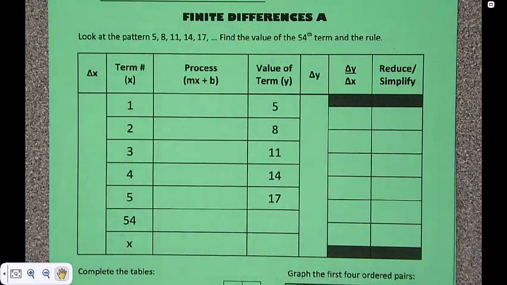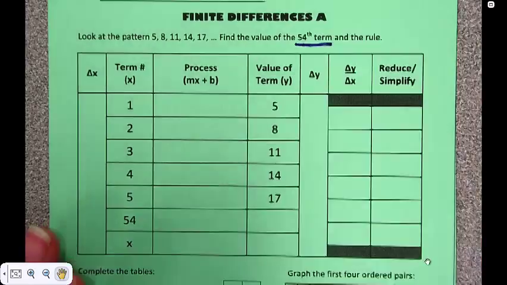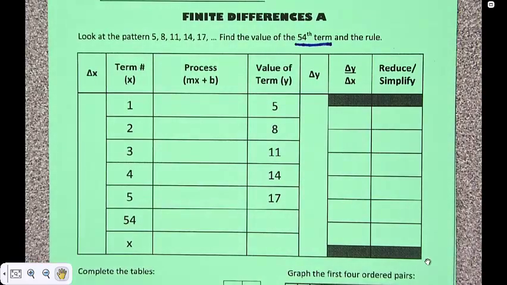Okay, we're going to be doing finite difference A first. Look at the patterns 5, 8, 11, 14, and 17. Find the value of the 54th term. We're going to underline that. That's the first thing we need to find. And then we're also going to find the rule.